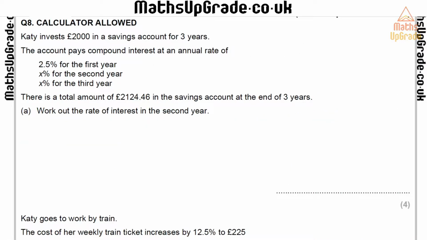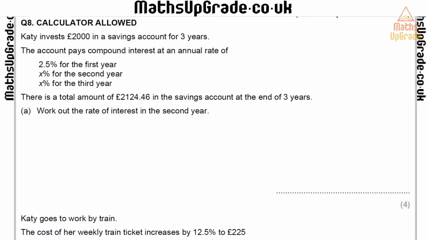Question 8. Katie invests £2,000 into a savings account for 3 years. The account pays compound interest at an annual rate of 2.5% for the first year, X% for the second year, and X% for the third year. There's a total amount of £2,124.46 in the account at the end of the 3 years. Work out the rate of interest in the second year. And that first part there is worth 4 marks.